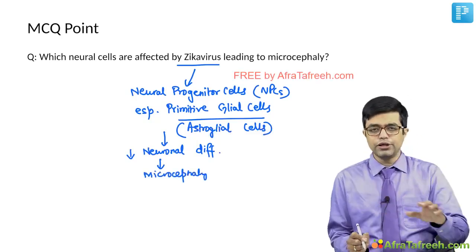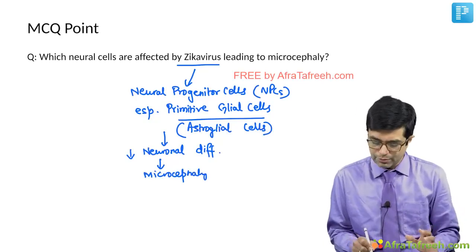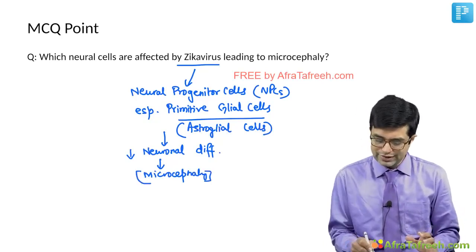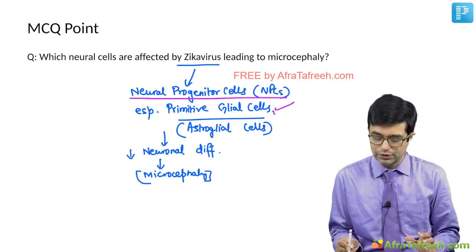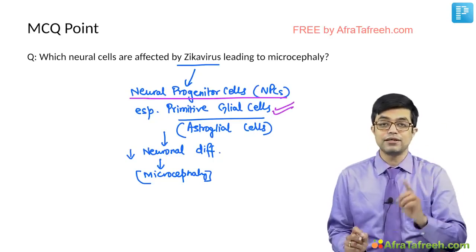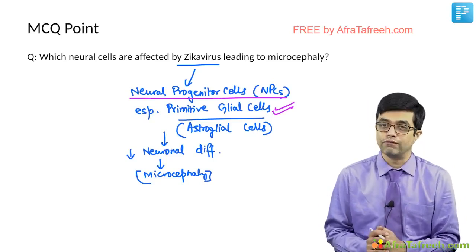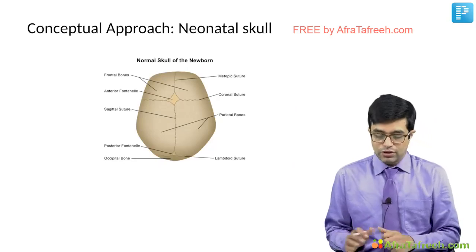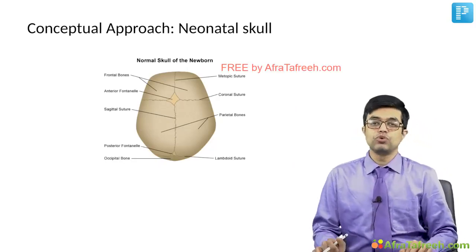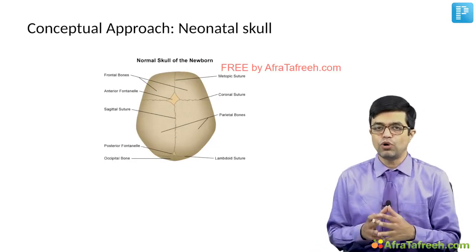There are many molecules and processes involved here, but from entrance point of view, these are the key words that you need to remember. So primitive glial cells are the chief cells which are affected in Zika virus, which produces microcephaly. Now let us talk about a conceptual approach to neonatal skull and some of the MCQ points related to that.